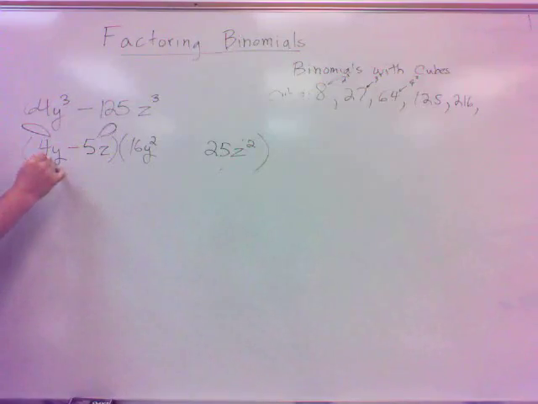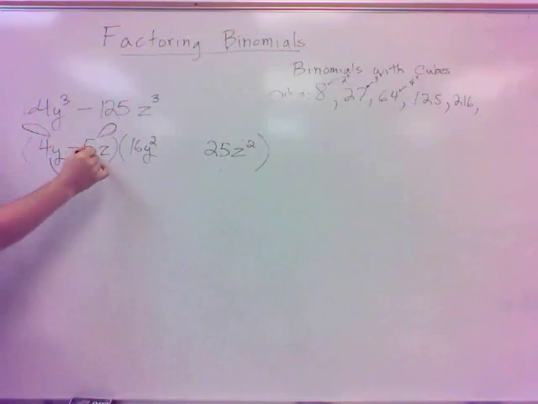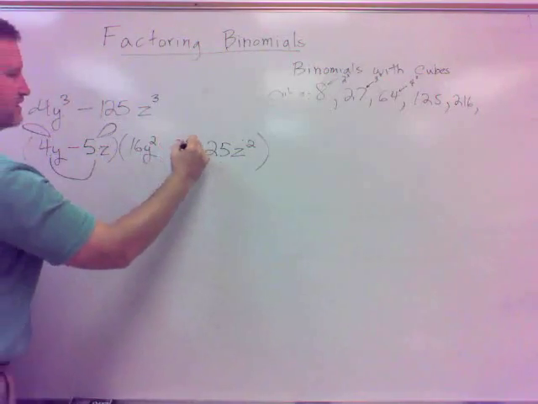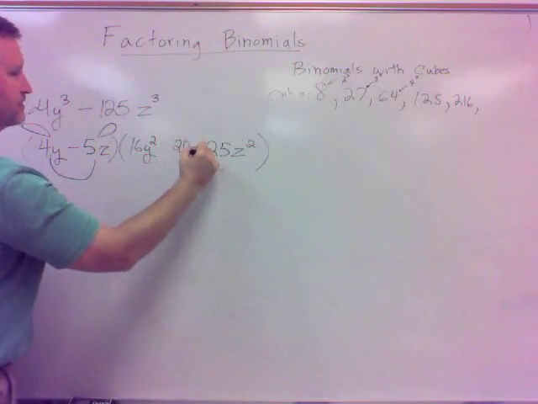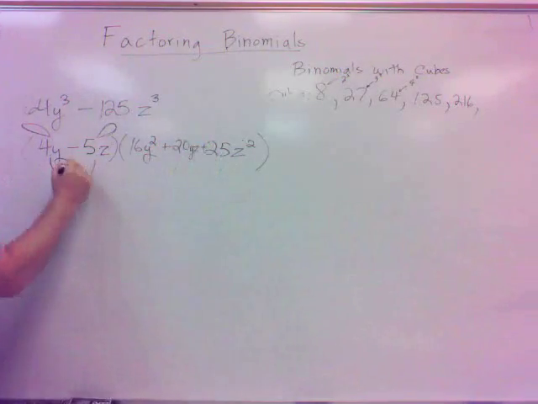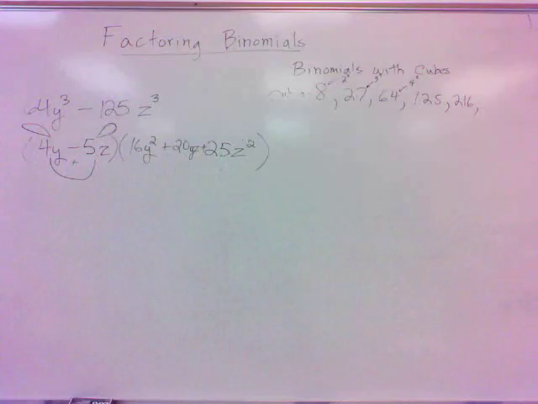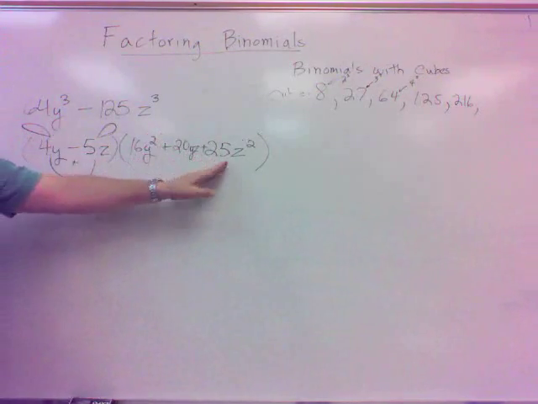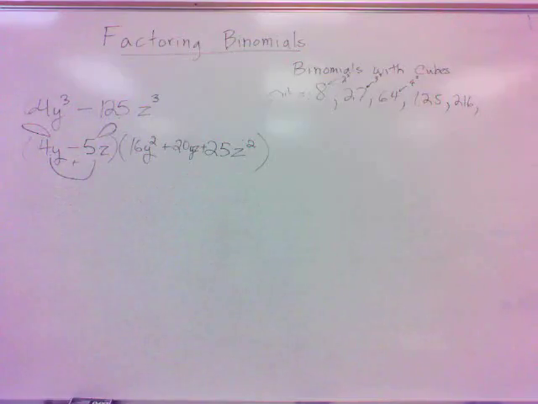And then the middle is this times this. 4y and 5z is 20yz, and then everything's plus between them. Just another way to remember it, but it's a squared plus AB plus B squared. Is how that works. Okay?